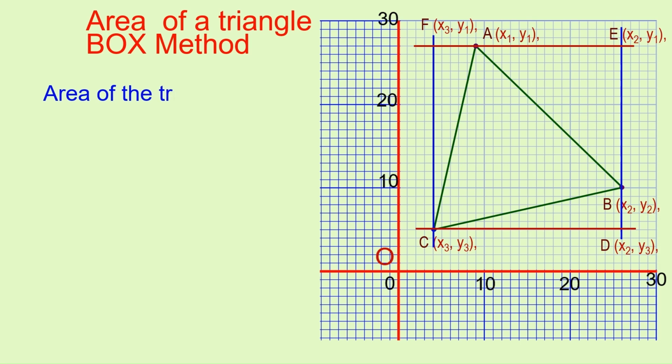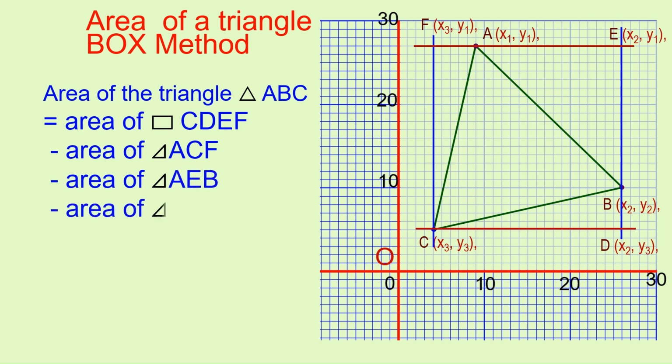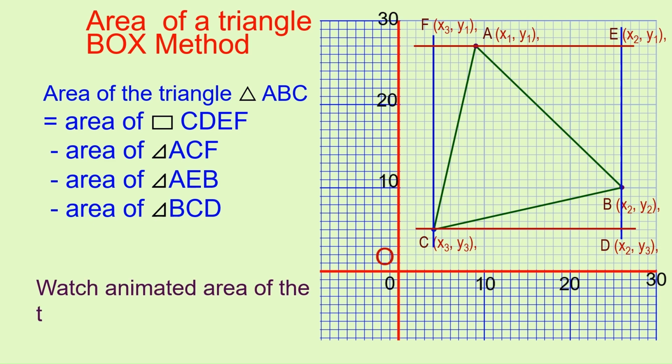Area of the triangle ABC equals area of the rectangle CDEF minus the area of right-angled triangle ACF minus the area of right-angled triangle AEB minus the area of right-angled triangle BCD. We have an animated area of the triangle on the graph.